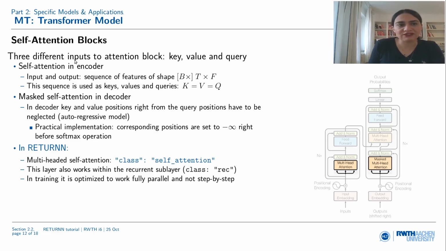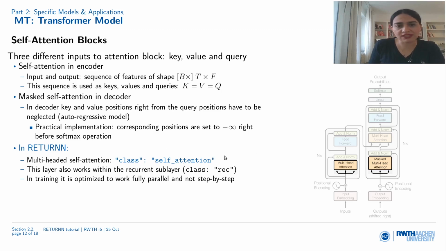As you may know, we have 3 different inputs to the attention block: key, value, and query. In the self-attention encoder, key, value, and query are all the same, and the input and output have the same shape of batch size times sequence length times feature dimension. While in the decoder, we have a masked self-attention because we want to avoid seeing the following positions. It's an autoregressive model. In training, we still have the whole sequence, so we do the dot product, but in order to avoid information flowing from the following positions, we set them to minus infinity to prevent them from being weighted.